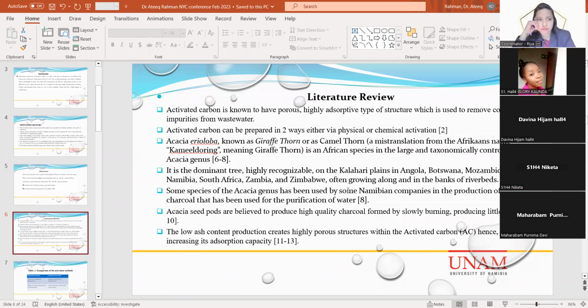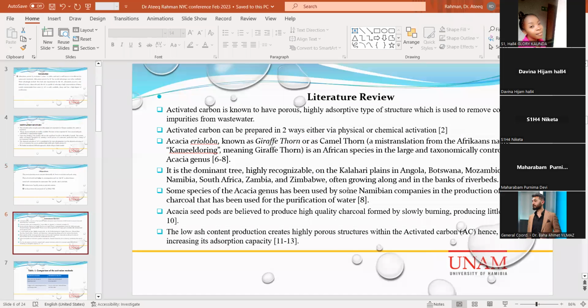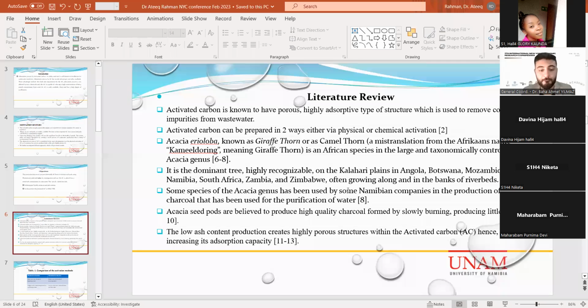In the literature review, activated carbon is a highly porous material with high adsorption capacity, depending on its structure, that will remove color and various impurities from wastewater. It can be prepared in two ways, either by the physical or the chemical method. Acacia erioloba is known as giraffe thorn or camel thorn, a mistranslation from the Afrikaans name camel doring, meaning giraffe thorn. It is a highly dominant tree, highly recognizable on the Kalahari Plains in Angola, Botswana, Mozambique, Namibia, South Africa, Zimbabwe, and Zambia. It is found mostly in Africa, in general.